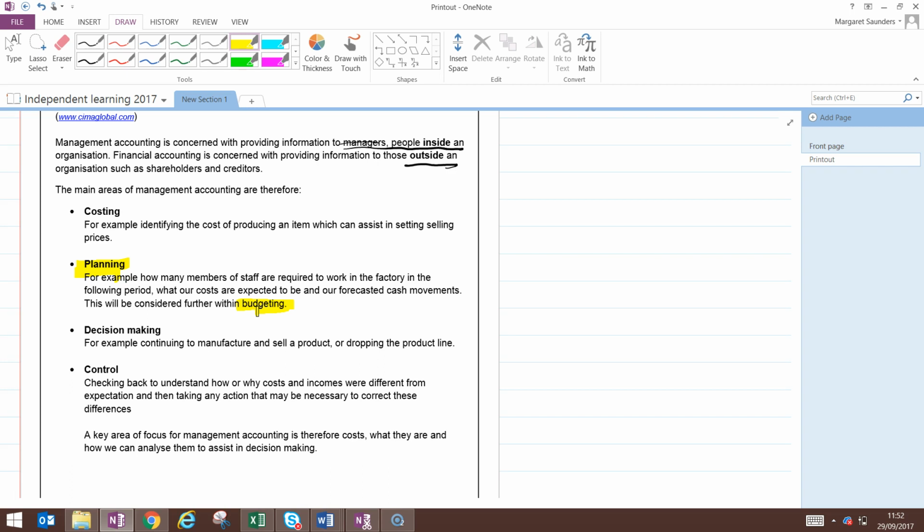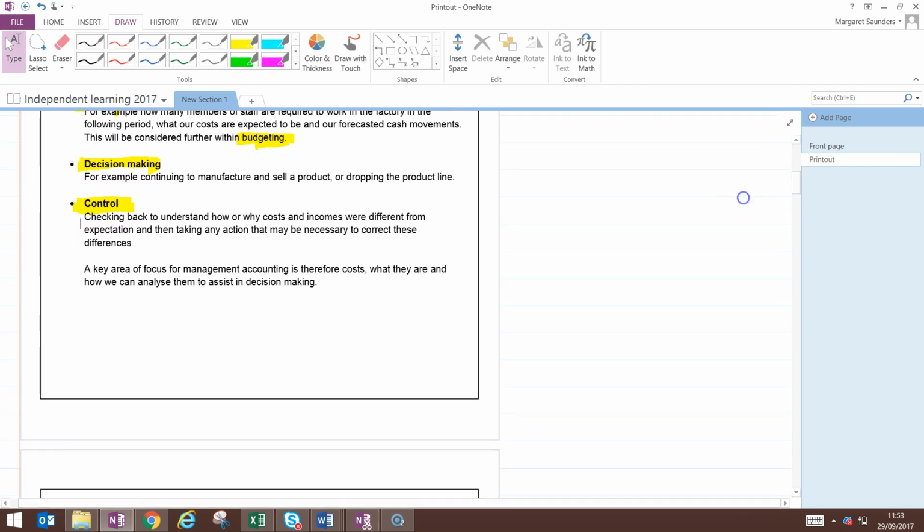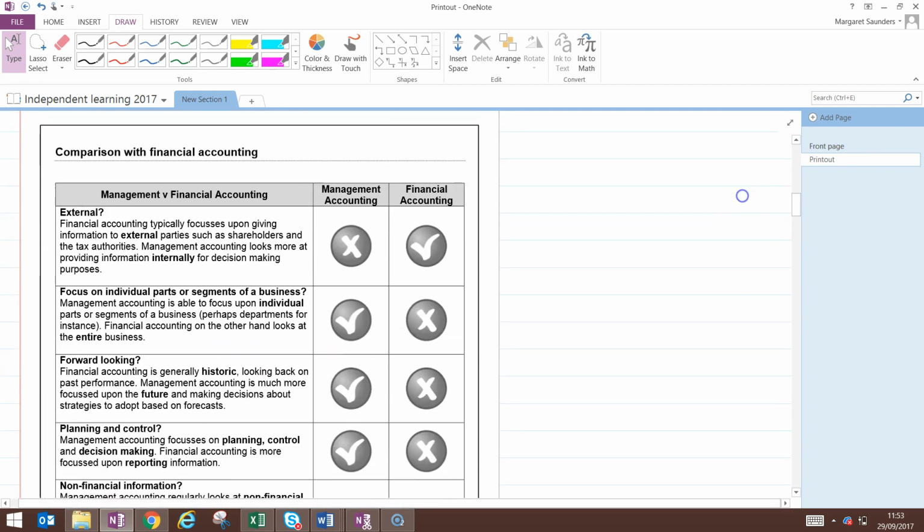And finally, control. After the planning, where you've maybe set some budgets, the control is looking at whether you actually achieve those budgets. So for example, you may have budgeted to sell 1,000 items a month. Did you actually sell 1,000 items a month? Did you sell more or less? If you sold less, why? What do you need to do about it? So it's keeping control of your costs and incomes. So we can really summarise management accounting into looking at costing and using those costings for planning, decision making and control.